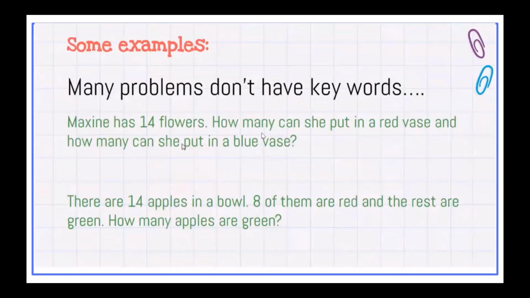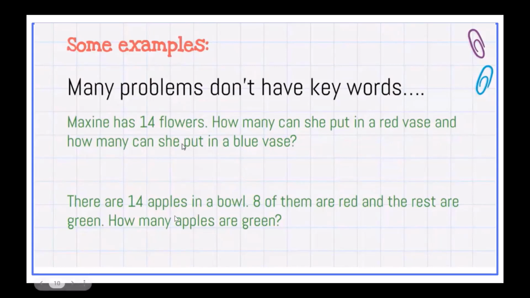Now let's look at some other examples of problems that don't even have keywords. This first problem says Maxine has 14 flowers. How many can she put in a red vase, and how many can she put in a blue vase? Well, there's nothing here to tell us what to do in this problem, but a closer look shows us that 2 of the addends are missing, and that we're going to need to decompose the number 14 as many ways as possible to determine how many flowers can be put into the red vase and how many can be put into the blue vase.